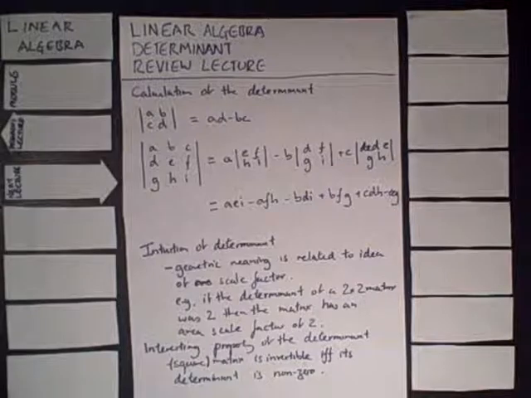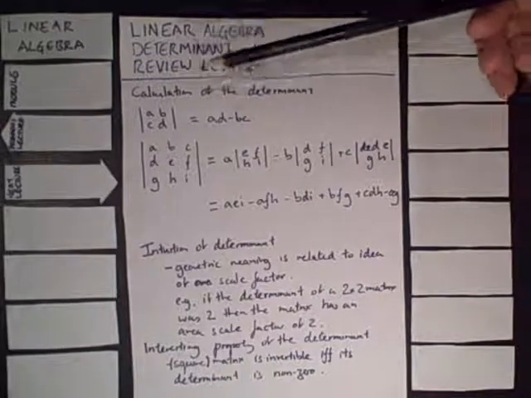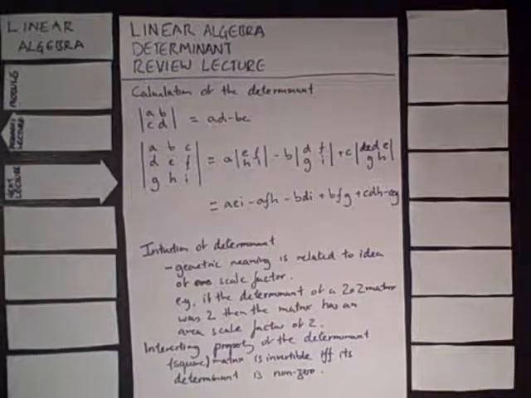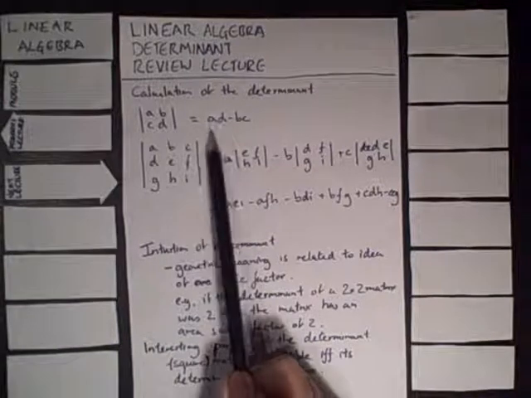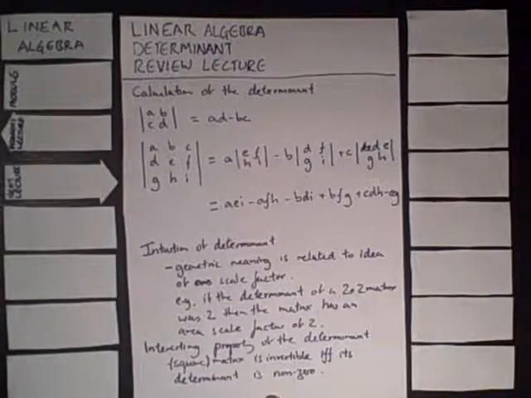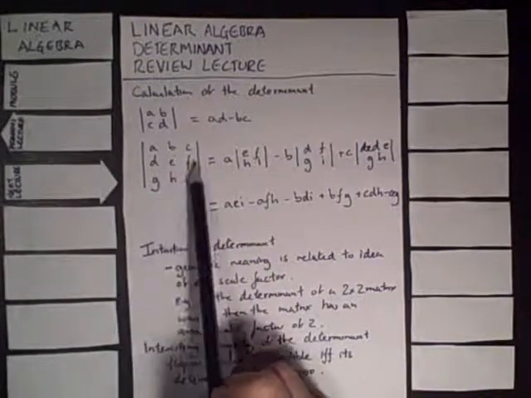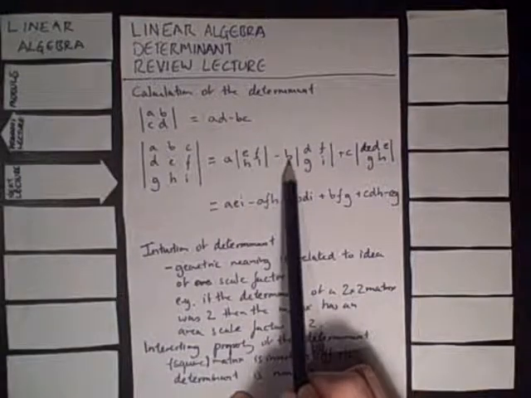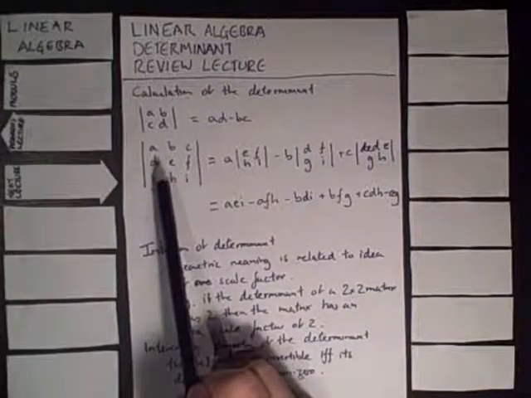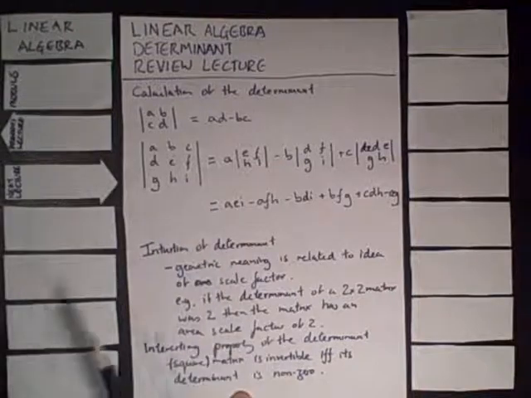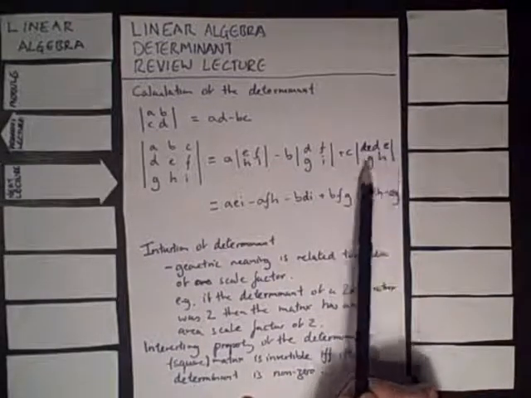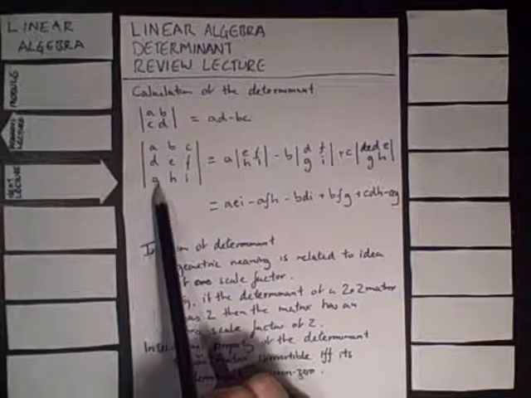It depends on the matrix, how big it is. If you have a 2 by 2 square matrix, then it's calculated as AD minus BC. For a 3 by 3 matrix, it's calculated as A times the determinant of this matrix, minus B times the determinant of this matrix, DFGI, plus C times the determinant of this matrix, DEGH.